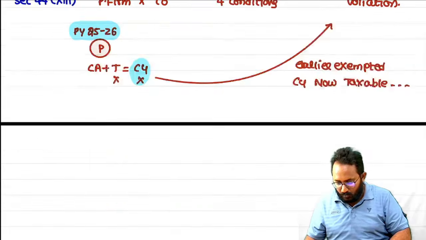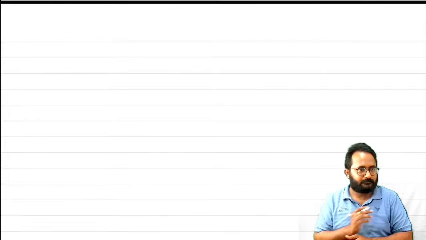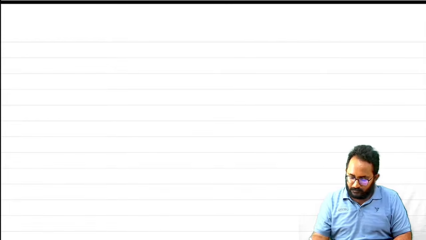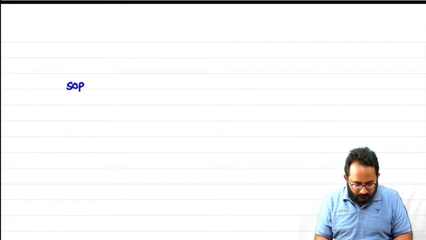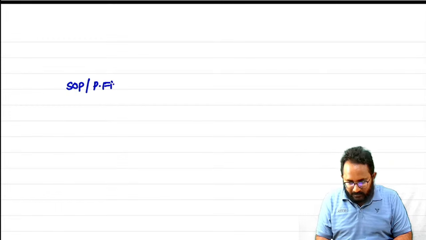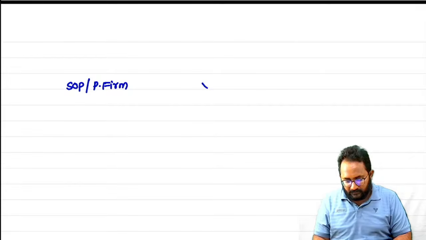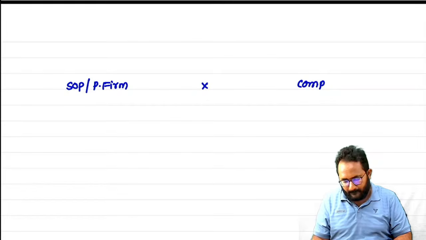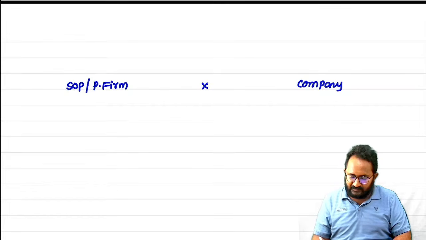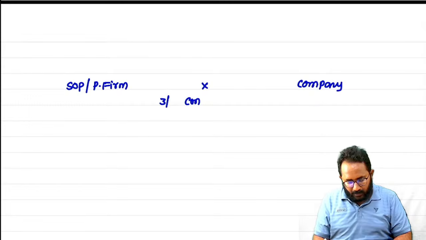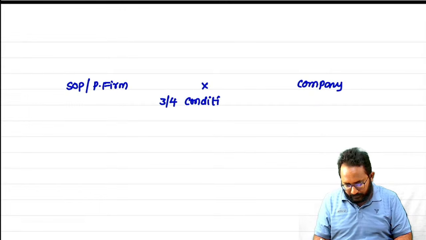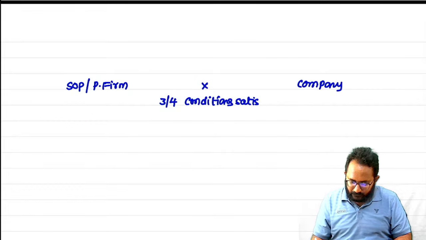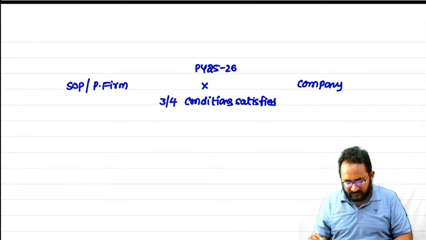Now I will take another point. Here a sole proprietor is there as well as a partnership firm, and that is converted into a company. All the conditions, 3 or 4 conditions, are satisfied. Now, in which year did the conversion happen? 25-26.